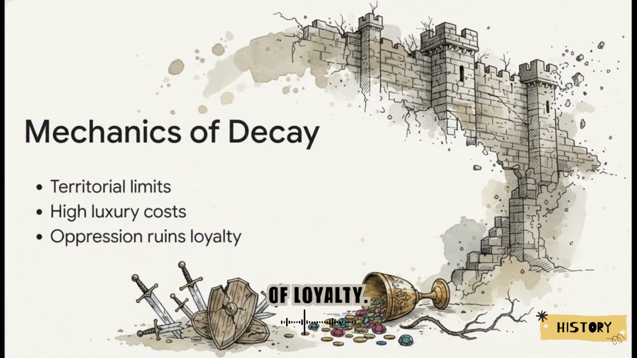Finally, you get the erosion of loyalty. To enforce those taxes and maintain control as their popularity plummets, rulers turn to oppression and sharp punishments. And this completely shatters any remaining social cohesion. The kingdom destroys itself from within long before the final external blow even lands.